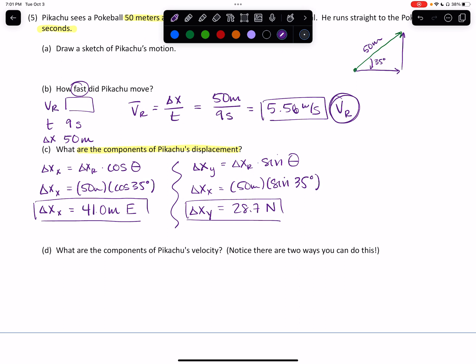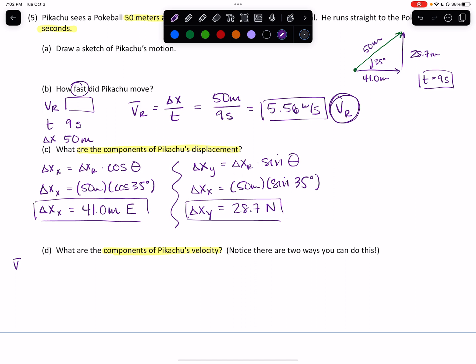Now it says, what are the components of Pikachu's velocity? We just did the components of the displacement. So I could fill in this triangle. I could put 28.7 meters north and 41.0 meters east. And with that information and the time of 9 seconds, I can use each leg plus the time to figure out what that velocity is. So let's try it that way first.